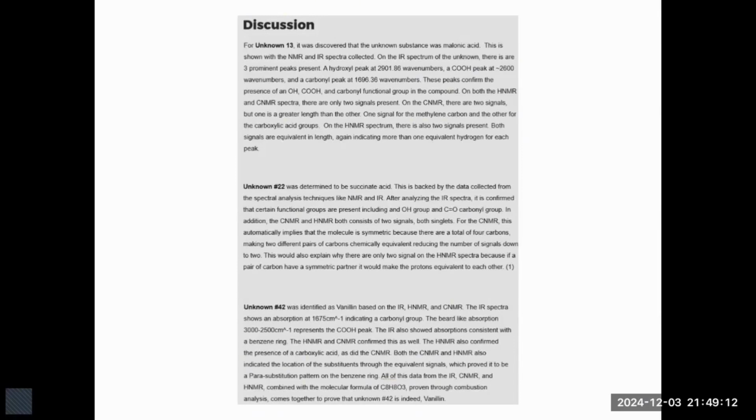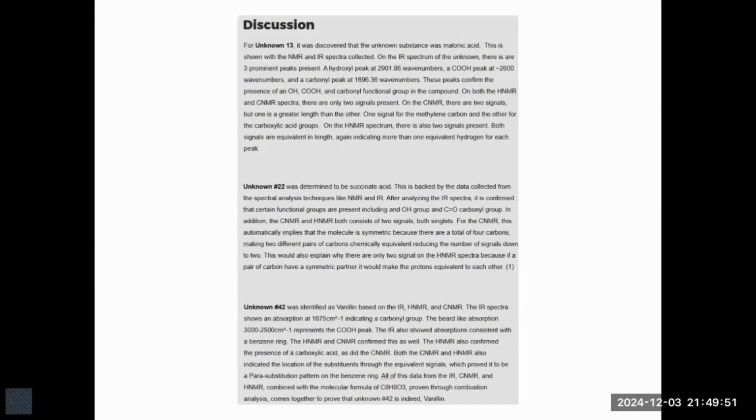In addition, the CNMR and HNMR both consist of 2 signals, both singlets. For the CNMR, this automatically implies that the molecule is symmetric because there are a total of 4 carbons, making 2 different pairs of carbons chemically equivalent, reducing the number of signals down to 2. This would also explain why there are only 2 signals on the HNMR, because if there are a pair of carbons that are equivalent to each other, this would mean that the protons on that carbon are also equivalent to each other.